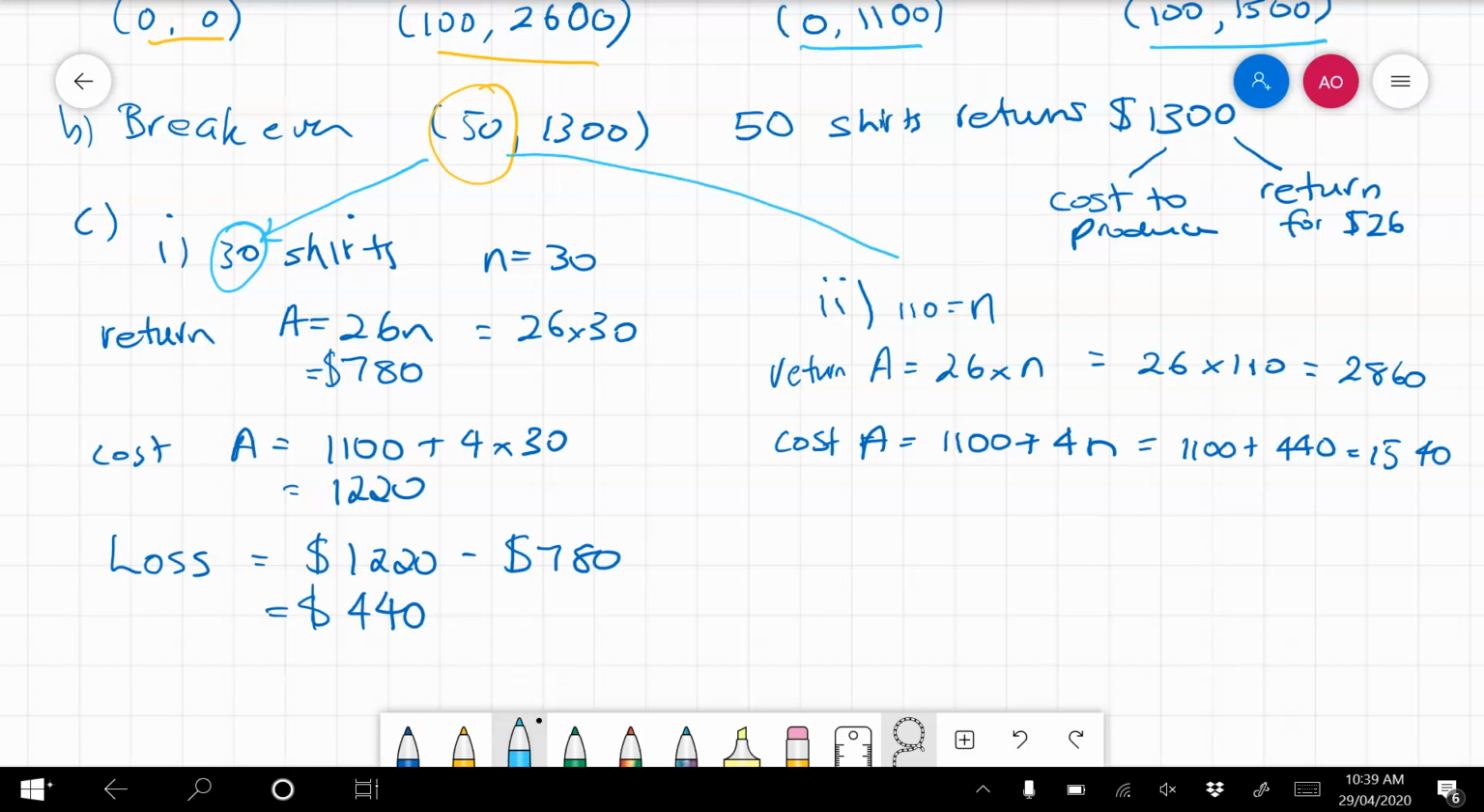So in this case, because 110 is greater than that 50, I know that I'm going to get a profit. So a profit this time is equal to how much I got back from selling the shirts minus the cost of producing them, and that will give me 2,860 minus the 1,540. And it gives me a profit of 1,320.